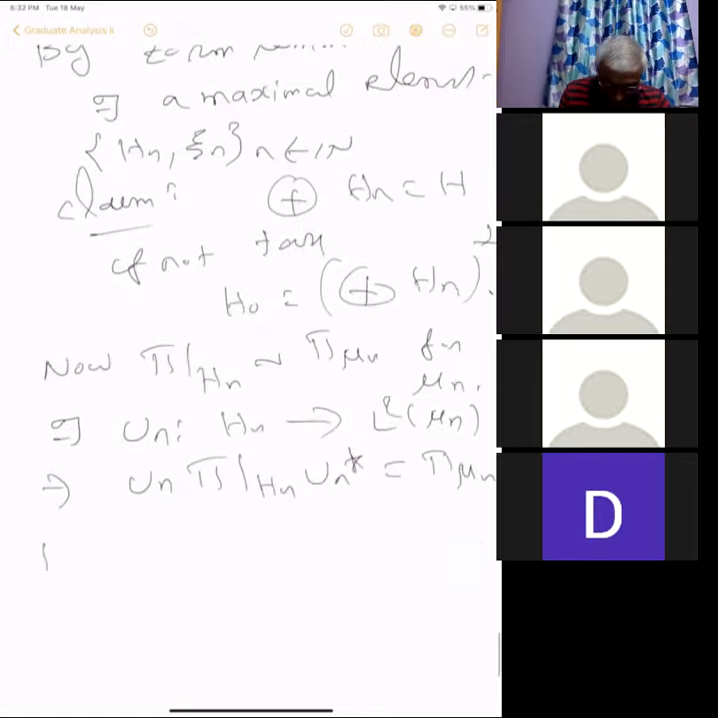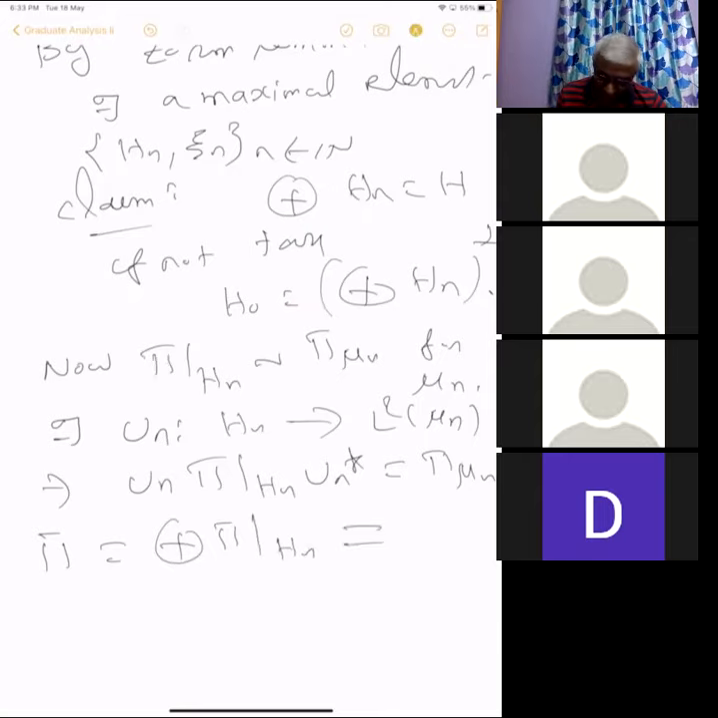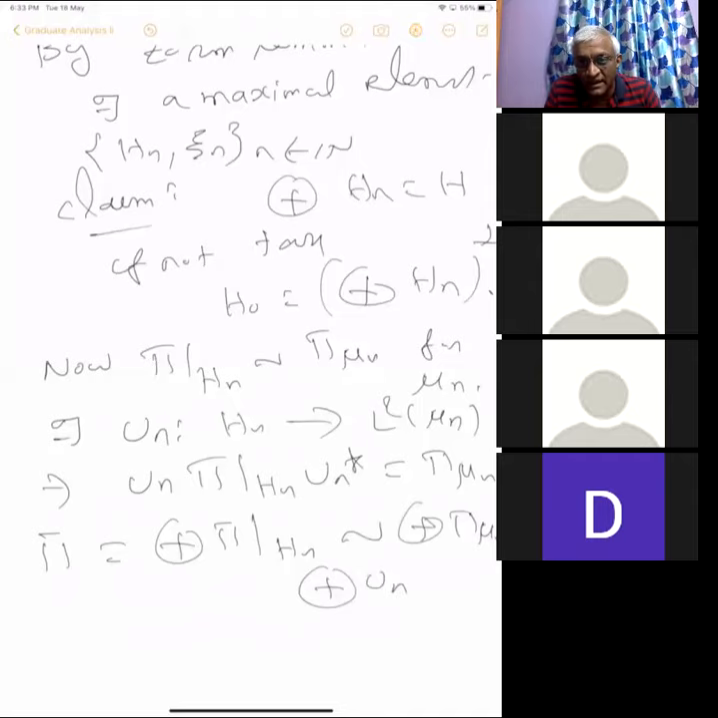Now pi, which is equal to the direct sum of pi restricted to H_n, is unitarily equivalent to the direct sum of pi_mu_n. This is given by the direct sum of U_n. As we discussed some time back, if you have a collection of bounded operators, you can talk about their direct sum if the supremum of the norms is finite. But these are all unitary, so the norm of U_n equals 1. So you can talk about the direct sum of unitaries, and that will intertwine pi into the direct sum of pi_mu. So we proved our proposition.